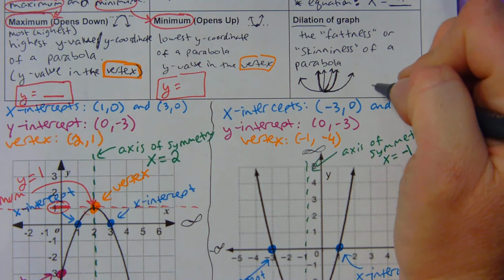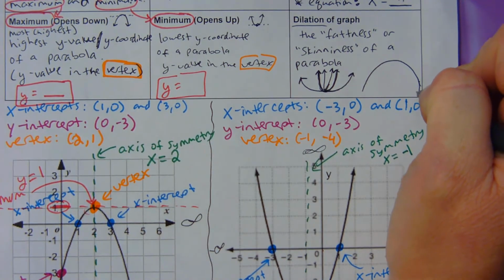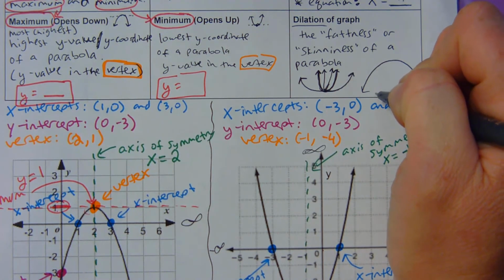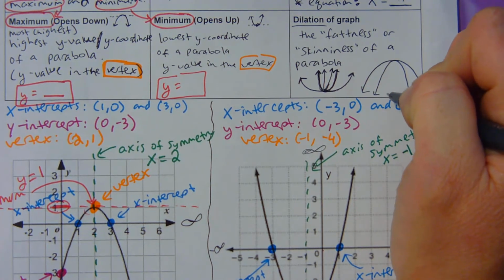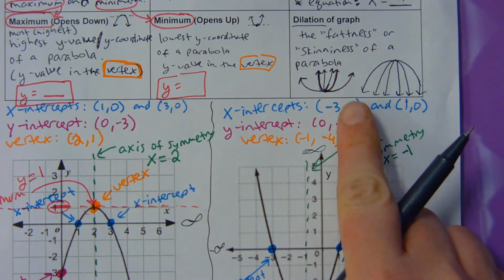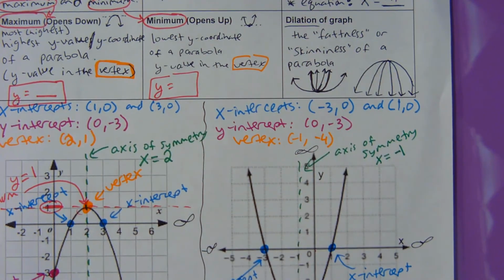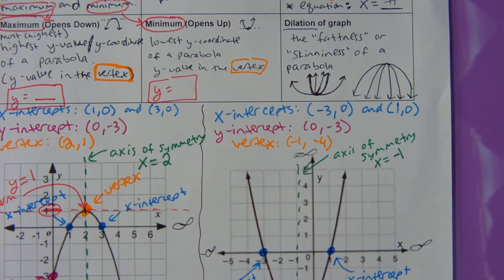Or you could have the same thing, you have a really slow increasing and slow decreasing parabola that goes down. Or it can come up a little bit faster and go down faster. Or it can come up super fast, hit the point, and come down super fast. So it just depends on what the dilation is. So it's the skinniest or fattest of a parabola. And we'll see how that connects to equations.